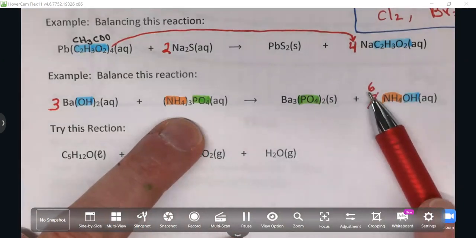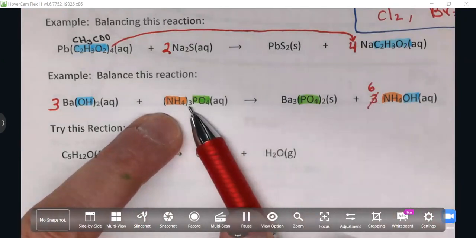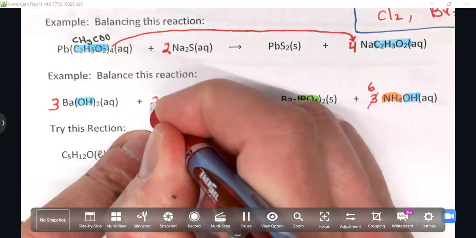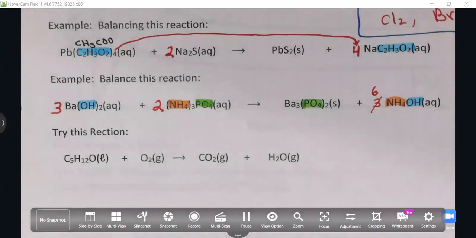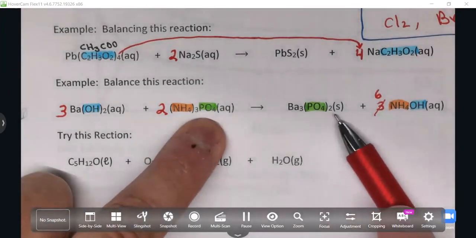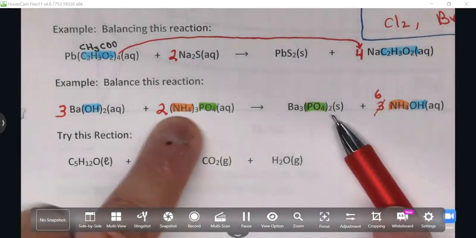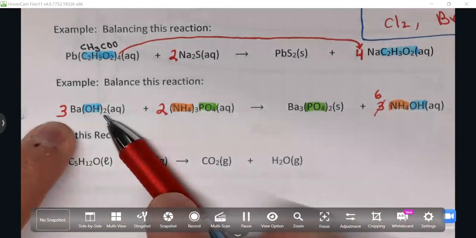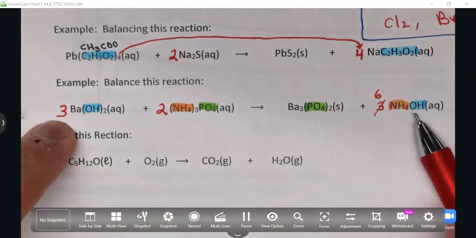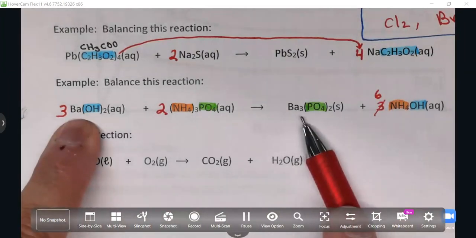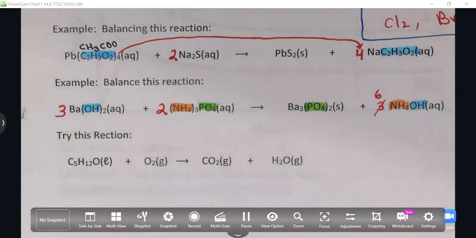Now let's go back, because now that changed my ammonium. I have 6 NH4 here, 3 here. Let's make it 6 here, so 2. Now all my polyatomic ions are balanced. I've got 2 phosphates, 6 ammoniums, 6 hydroxides. That's done. I've got 3 barium. I'm good. We're good there.